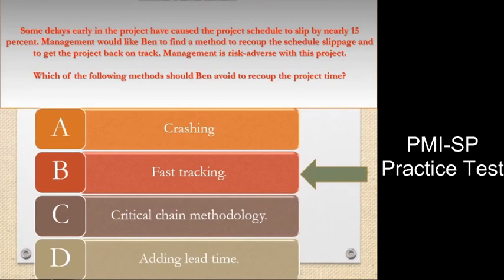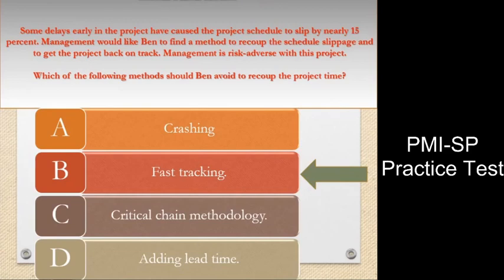Answer. B. Explanation. Of all the choices, Beth should avoid fast tracking, as it allows complete phases of the project to overlap, and this increases project risks. Management wants to avoid risks, so fast tracking would not be helpful.